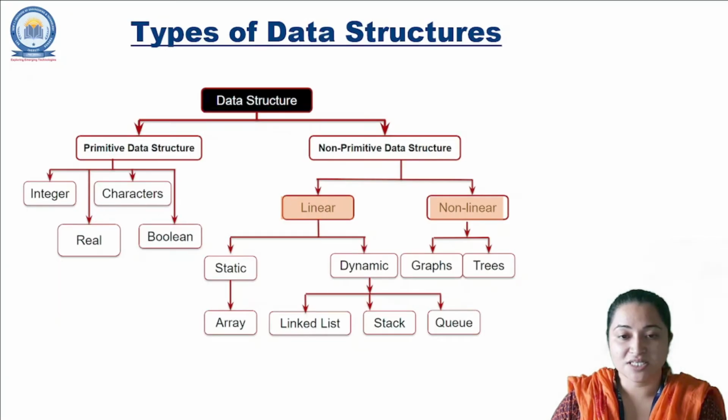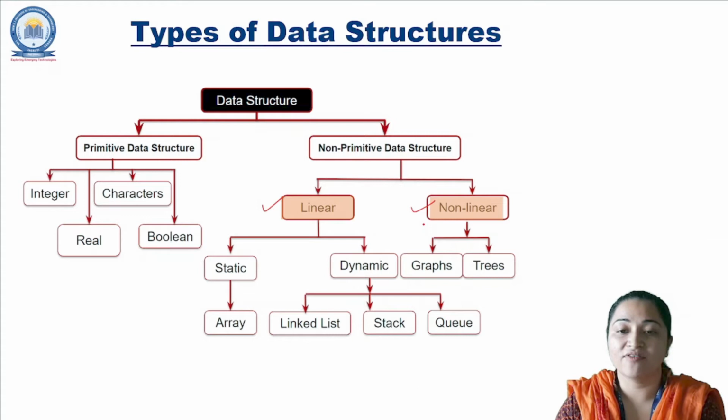Let us now see types of data structures. Our data structure is classified into mainly two types: primitive data structures and non-primitive data structures. Non-primitive data structure is further classified as linear data structure and non-linear data structure.